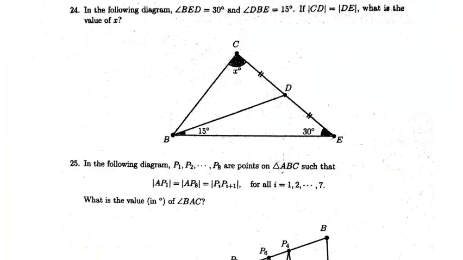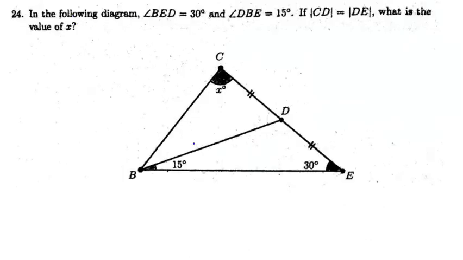SMO 2019 junior section first round problem number 24. In the following diagram, BED is 30 and DBE is 15. Okay, so we can say its exterior angle is 15 plus 30, 45. And 135 here. This angle will be what? X 45. 180 minus this will be 135 minus x. And it says if CD equals DE, what's the value of x?